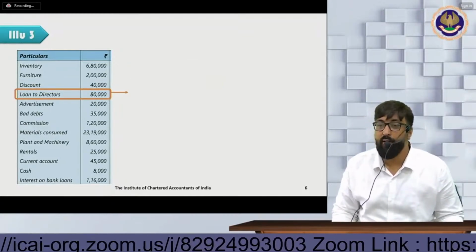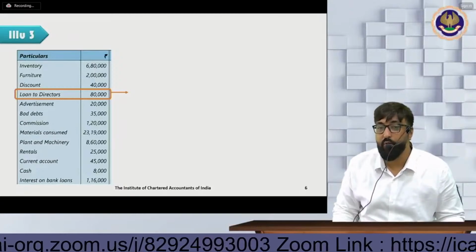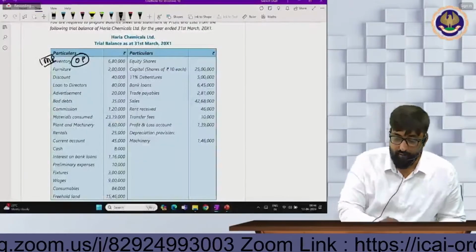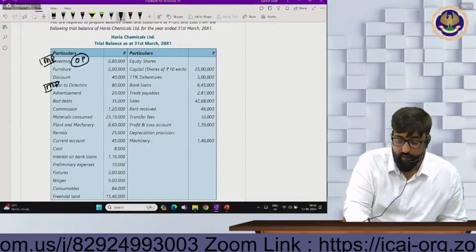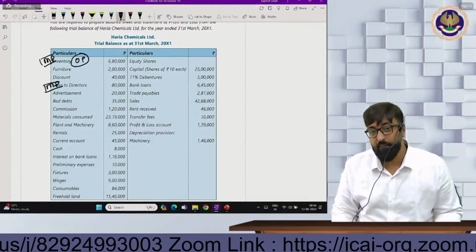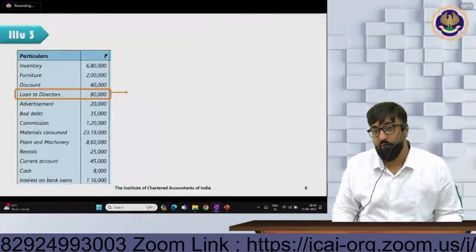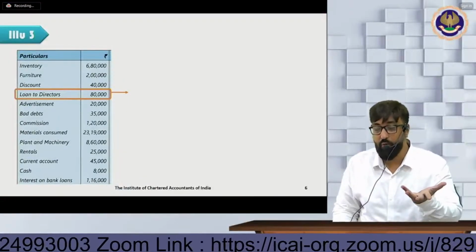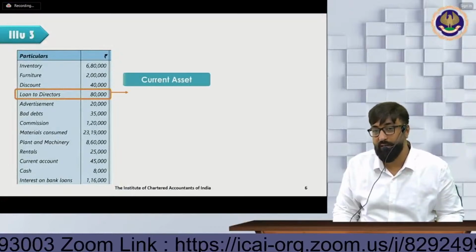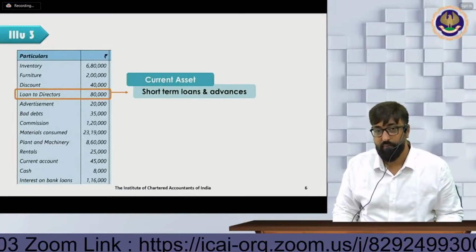If you are not getting it, please write IMP over there. So loan to directors, you can write IMP over there, because many students get confused. Because we have given the loan, it is our asset, short-term loans and advances.